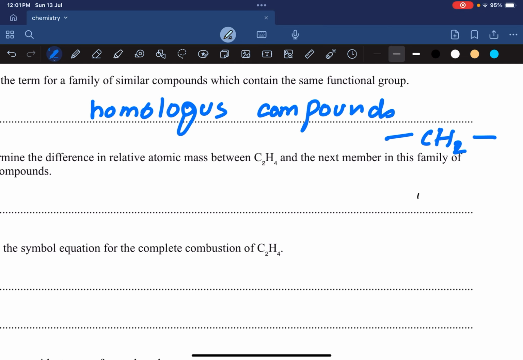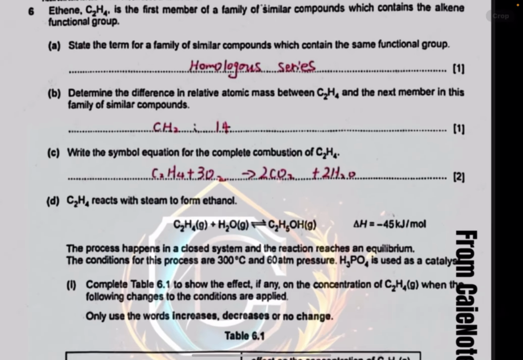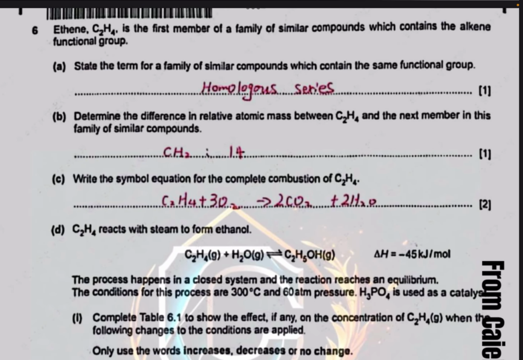So carbon is, I guess, 12, 13, 14. So it's going to be 14, because if you look over here as well, one methyl unit is CH2, and the mass that you get for one methyl unit is going to be 14.